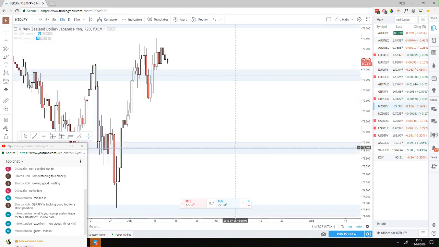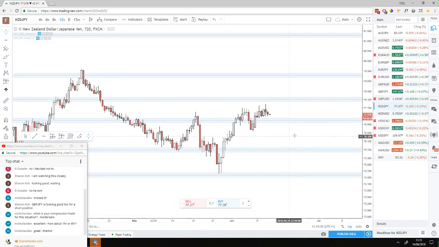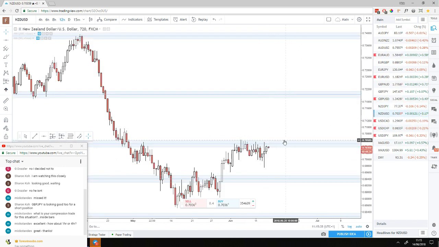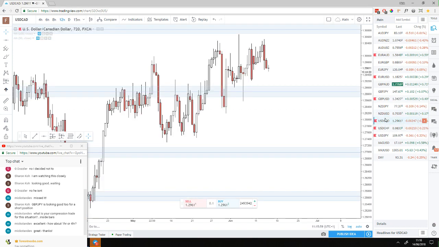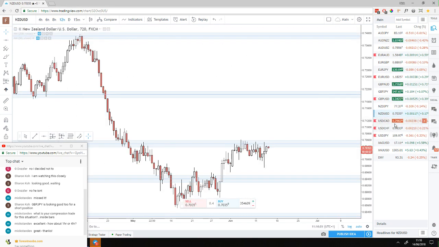NZDJPY, as usual, there's nothing really happening on this pair. It's just messy. NZDUSD has been bouncing away from this resistance area for quite some time. Sorry, not bouncing, like stalling from it and pulling away and coming back, but not a full bounce, just pulling away a little bit and then coming back. It's like it's magnetized to this resistance area. This kind of compression type stuff, again, is something I would trade on the lower time frames, not on any of these larger time frames.